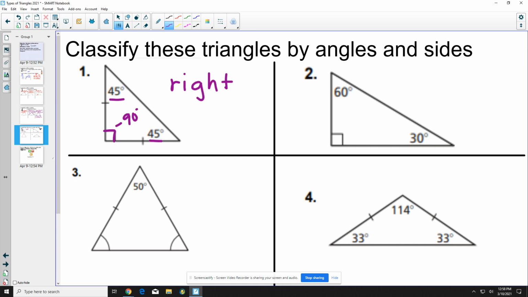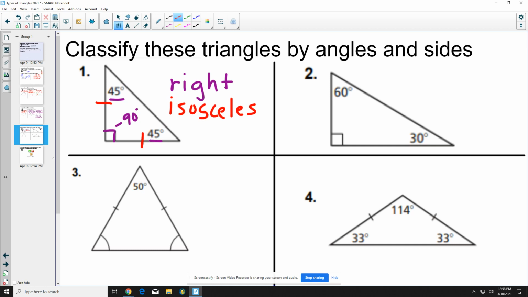Now let's classify by the sides. Notice there are 2 slash marks here, which means there are at least 2 sides the same length. What do we call a triangle with at least 2 sides the same length? Isosceles. So this is also isosceles. This is a right isosceles triangle.